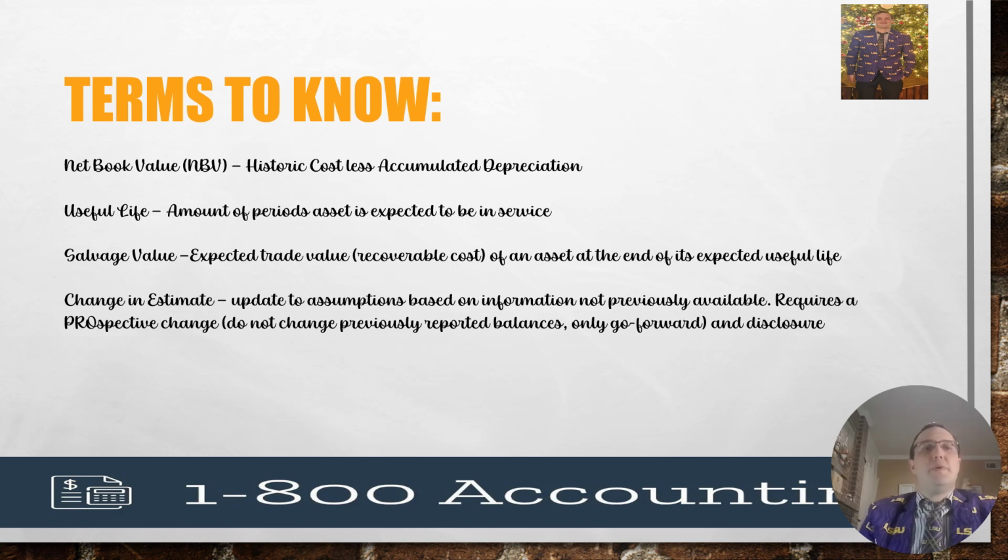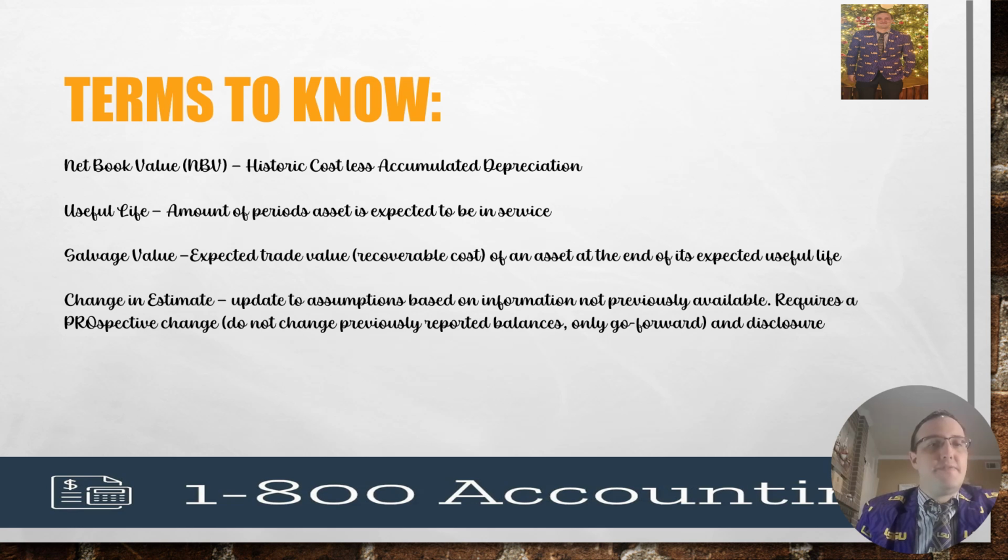Now, before we go into exactly how we use those rationalities, let's define a few terms. So first, the net book value. This is going to be the historic costs less the accumulated depreciation. I say depreciation here, but it's depreciation, depletion, amortization, whichever one we're discussing.